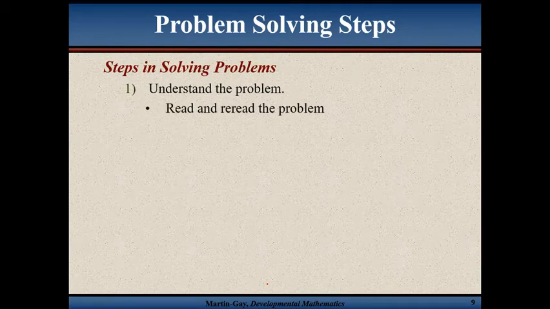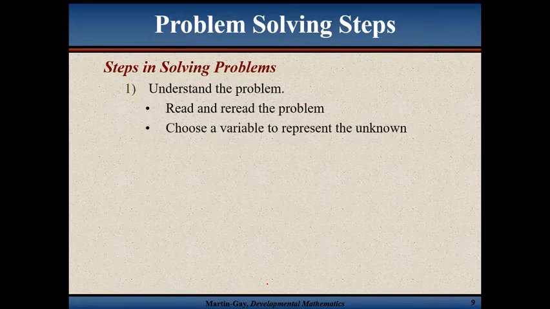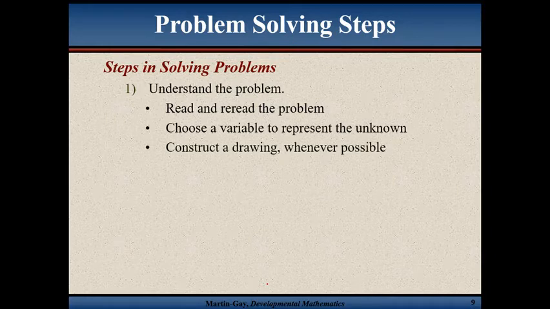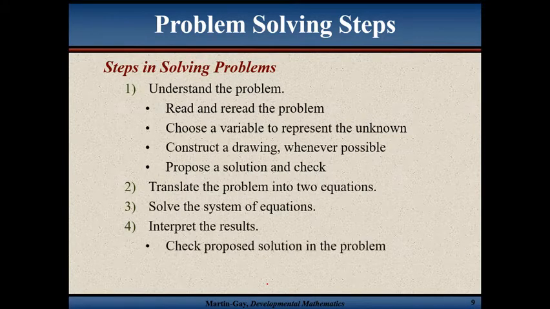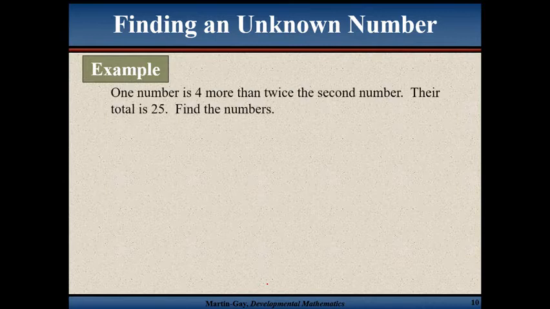We need to understand the problem. Read and reread the problem. Choose a variable to represent the unknowns. You will have two unknowns. Construct a drawing whenever possible. Propose a solution and check. Translate the problem into two equations. Solve the system of equations. Interpret the results. Check the proposed solution in the problem. State your conclusion.